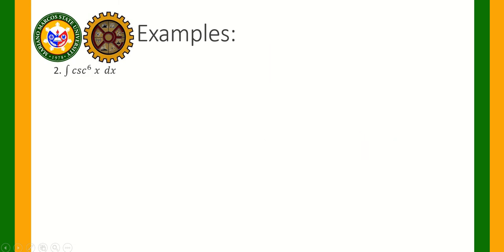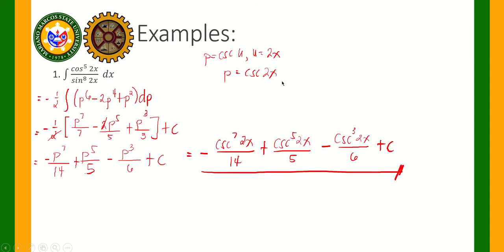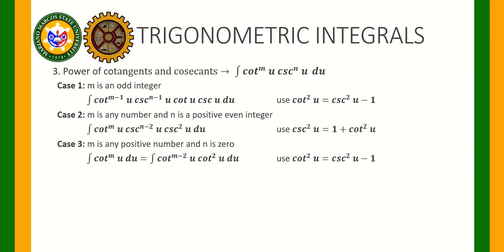Now, let's try example number 2. The integral of cosecant raised to 6x dx. So, what will we use? Our m is 6. Okay, so we can use case number 2. Since m is odd in number 1, we cannot use that. M is any positive number and n is 0. So, we cannot also use that, because, we can use case number 3. Okay, sorry. It is case number 3 that we will use here because we don't have a cotangent. Okay, so we are in case number 3.